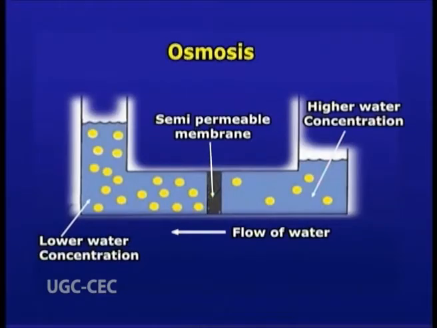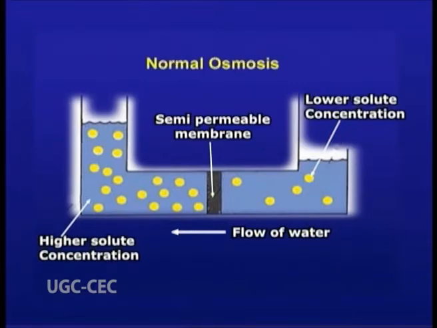Osmotic pressure. It is necessary to understand the process of osmosis before we talk about osmotic pressure. Osmosis. If two solutions of different concentrations are separated by a semi-permeable membrane, the solvent molecules move across the membrane. In living systems, the solvent water moves by osmosis across the plasma membrane from an area of higher water concentration to an area of lower water concentration.